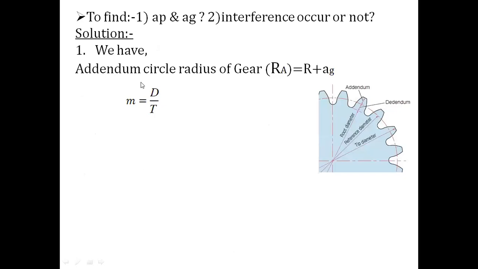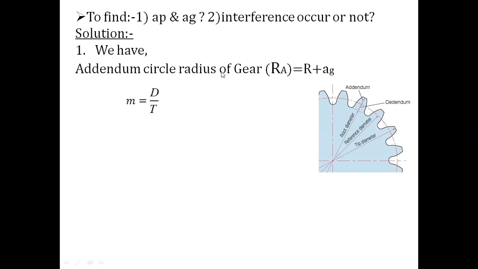Okay, and to find, we have to find here AP and AG, small AP and small AG, addendum of pinion and addendum of gear. And secondly, whether interference occurs or not. So before starting the actual numerical, I will just explain what will be the flow of formulas to solve the numericals.